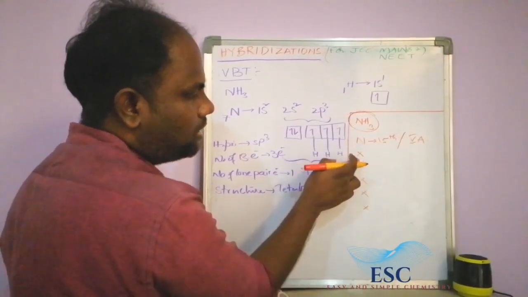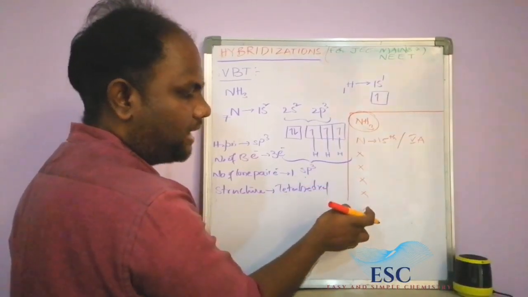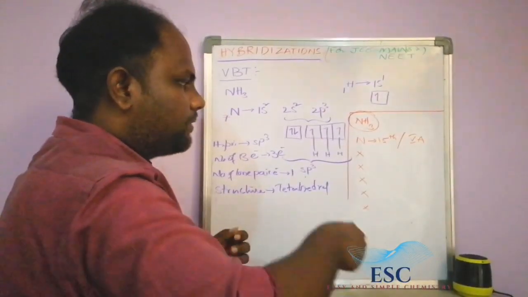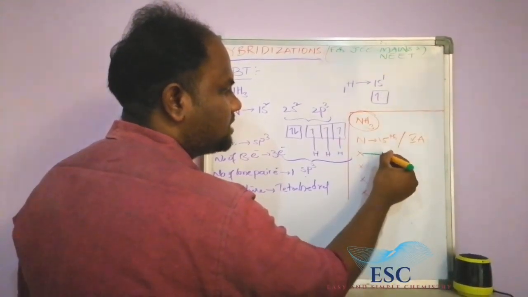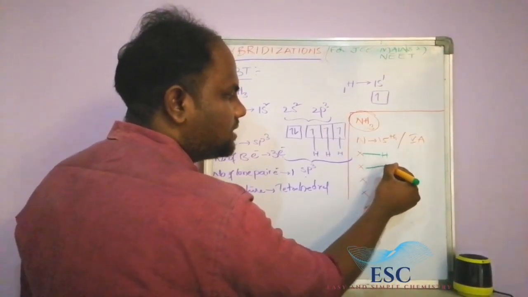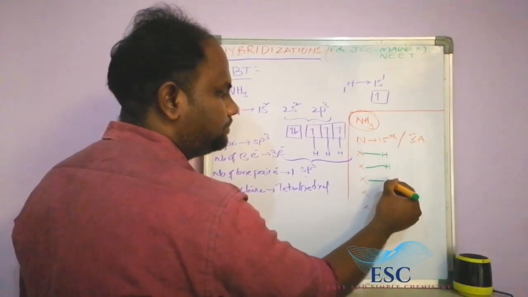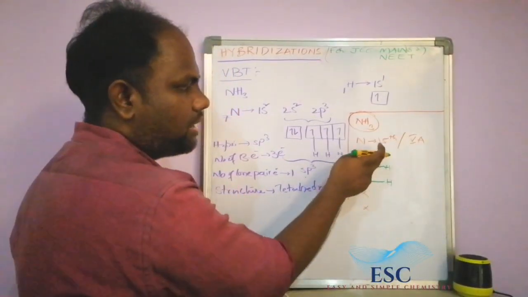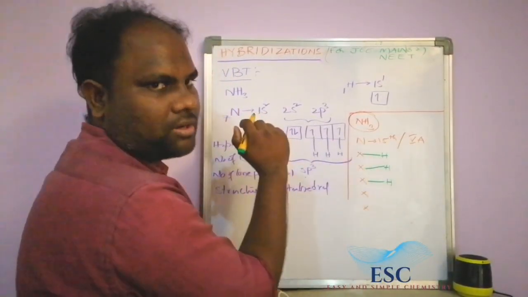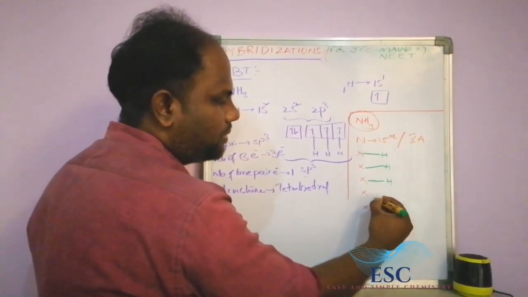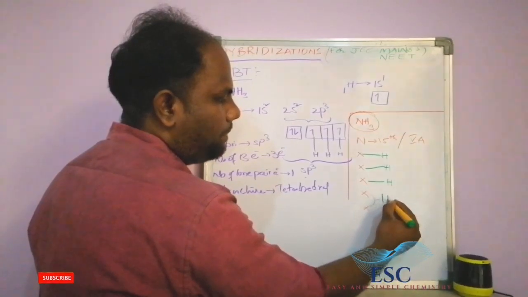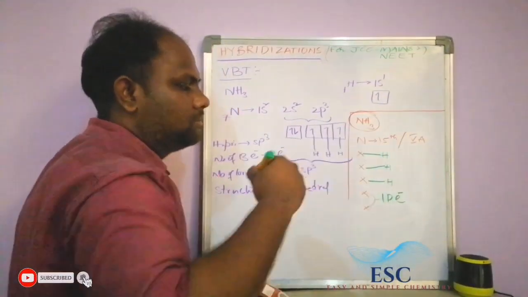5th A group means 1, 2, 3, 4 and 5. Then how many hydrogens? 3 hydrogens. Each cross mark is directly linked with each hydrogen atom. Each hydrogen is directly linked with each cross mark. These remaining 2 cross marks are combined together to form a lone pair of electrons.